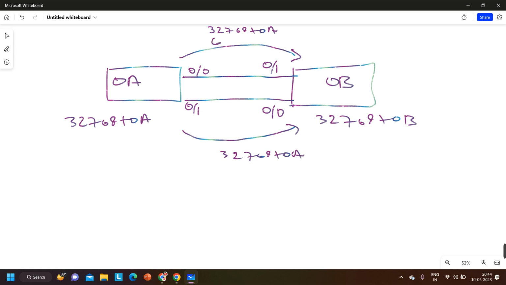Then it is going to check what? Cost. So the cost over here will be what? 19, and the cost over here will also be 19. Then it is going to check what? Sender bridge ID. So the sender bridge ID over here will be 32768 plus 0A, and the sender bridge ID over here is 32768 plus 0A. Yes or no? Yes, sir. The sender bridge ID is also the same in this scenario.